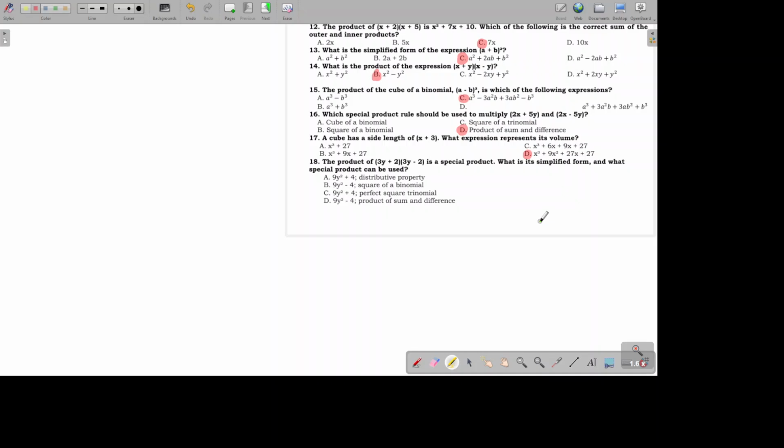What is its simplified form? And what special product can be used? Okay, so obviously this is sum and difference, product of sum and difference as well. So letter D is obviously the answer.